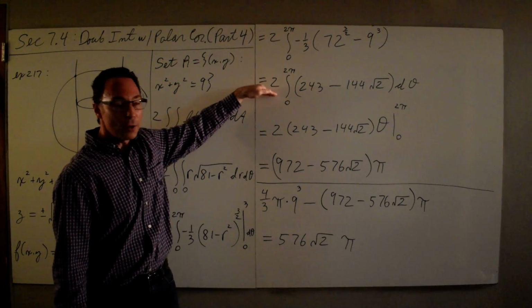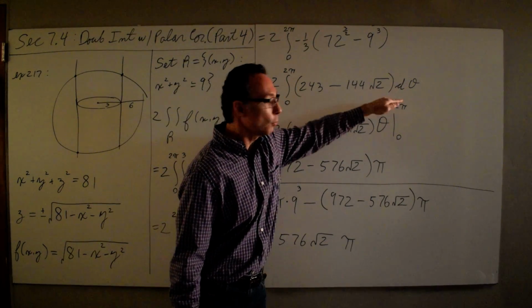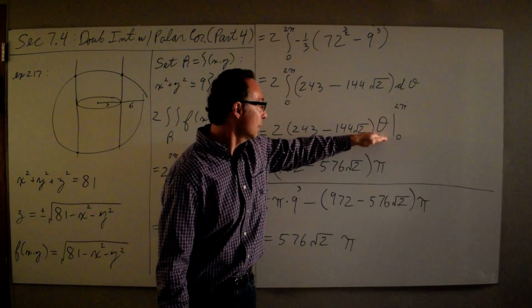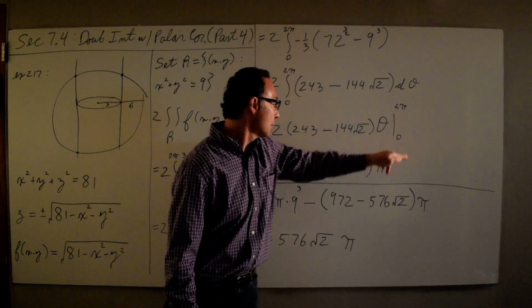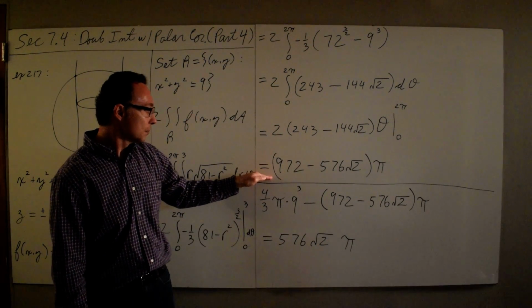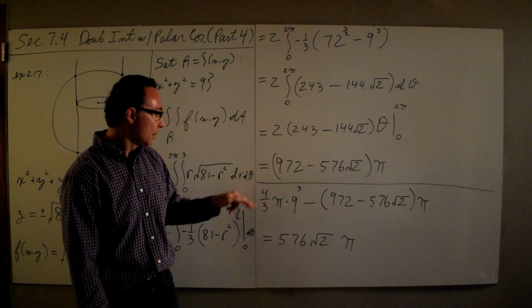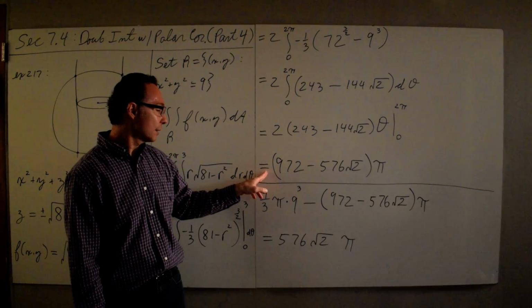We're going to simplify it a little bit. And now we're going to integrate this constant with respect to theta. So it's just that constant times theta. That's the antiderivative. Substitute 2 pi, substitute 0, subtract. This is our integral.